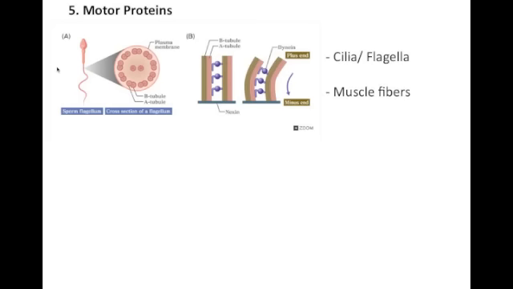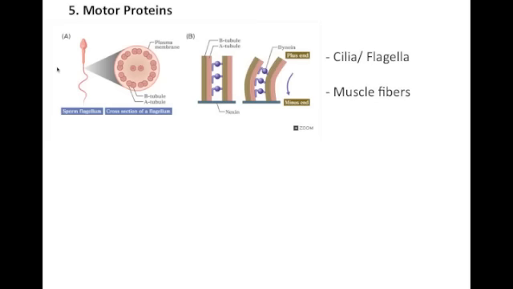We also have motor proteins in muscles. They contract, they move. And we also have things in our cell that move our chromosomes or move the organelles around. Those would all be great examples of motor proteins.